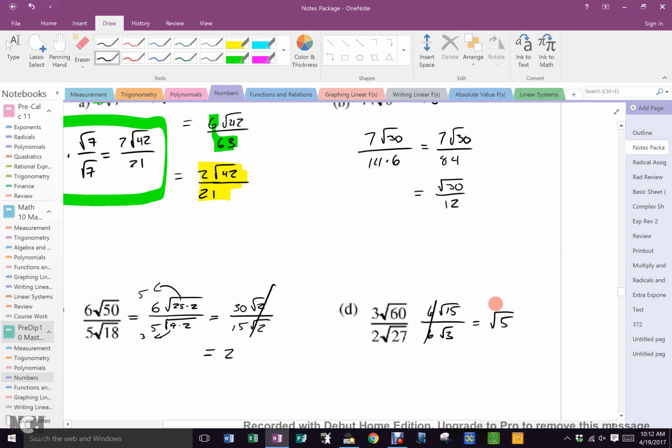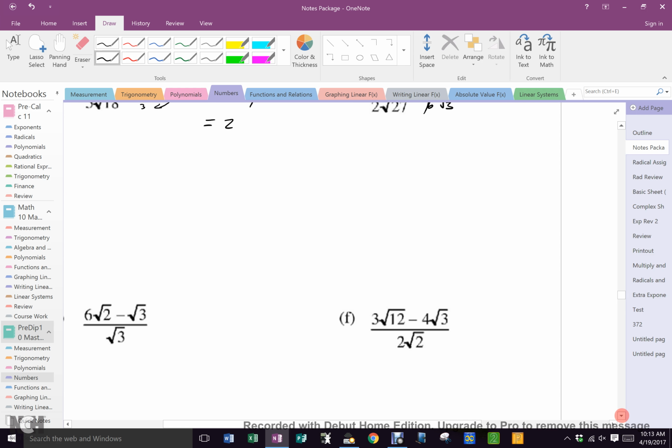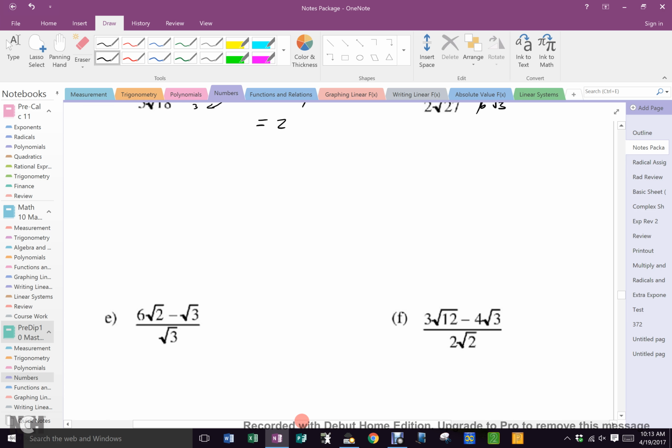Could we have done it by going root 27 times root 27? Sure. And 60 times 27, we would have had to have like 1,800 and something, right? Who wants that? Simplify first. Everybody good? Okay, you guys try E. It looks different. Do you think anything changes? Okay, say to yourself, self, can I simplify? Can you? No. So then we move to our next step.